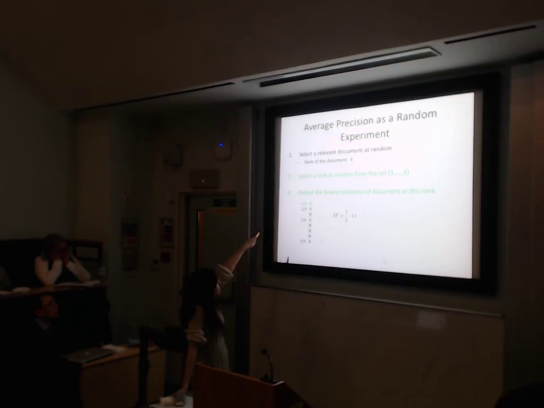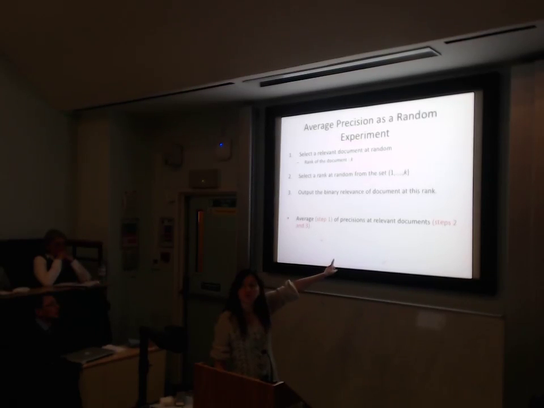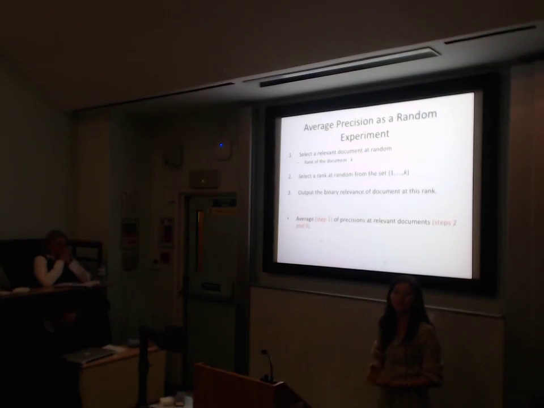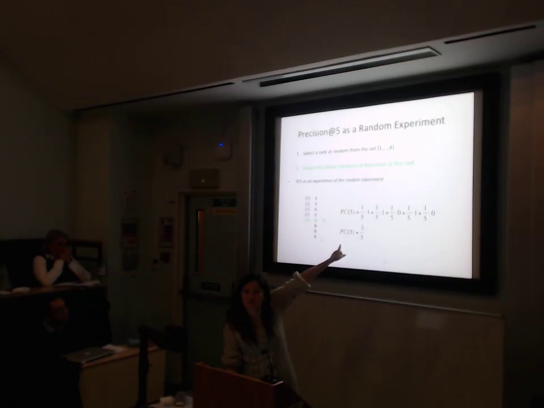One thing is, the second and third steps of this random experiment, does it remind you of something we just talked about? Look at the random experiment corresponding to precision. Okay, look at the random experiment corresponding to average precision. They are the same, right? The second and third steps are almost the same. So in the second and third steps of this process, I'm just computing precision at k, because it's exactly the same random experiment.